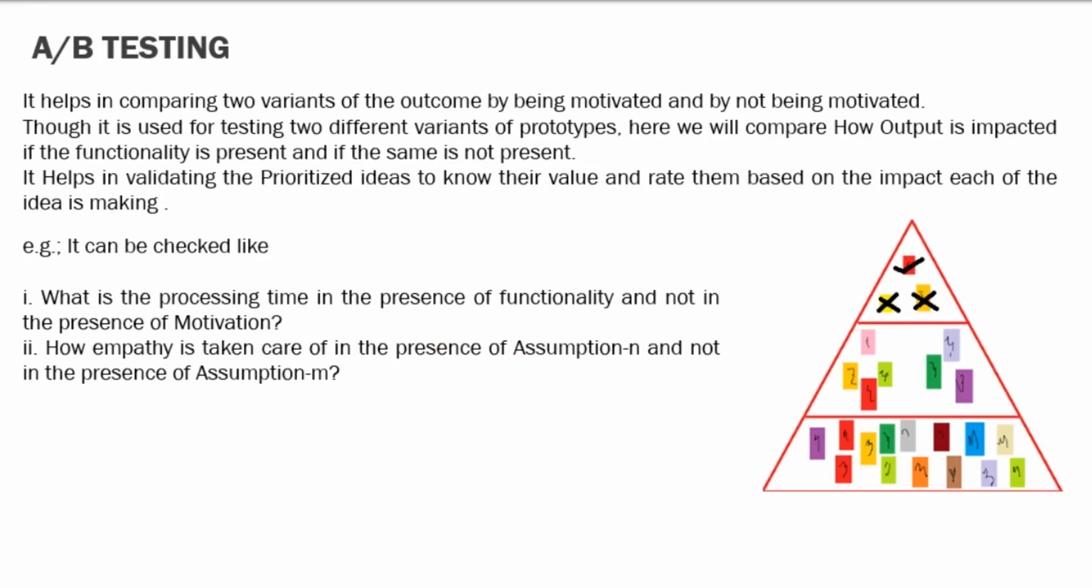A/B testing, also known as split testing, is a technique used in marketing and product development to compare two versions of a web page, email, app, or other marketing assets. Its goal is to determine which version performs better in terms of specific metrics like click-through rates, conversion rates, or sales. Here's how it works.